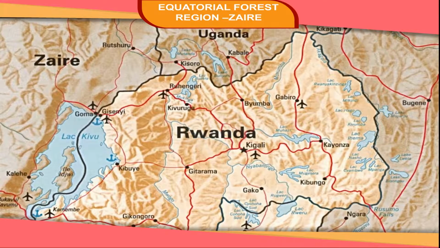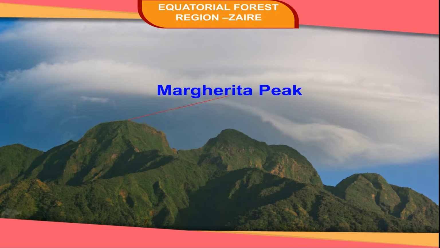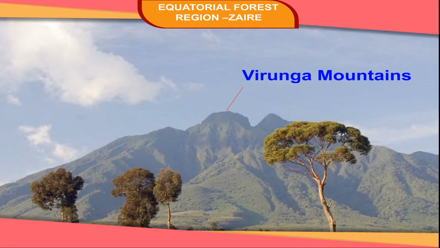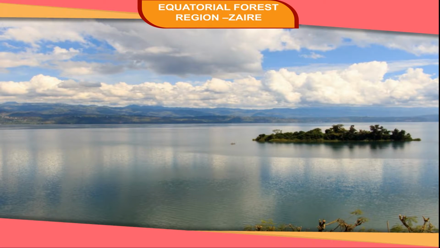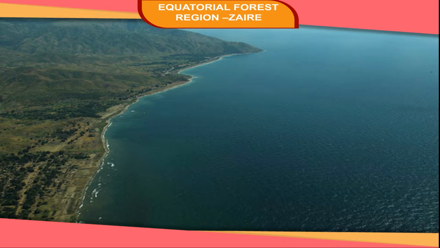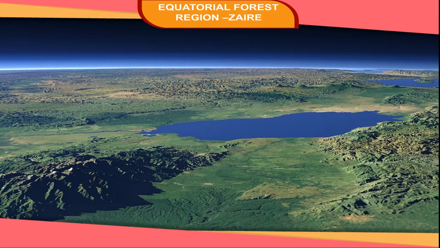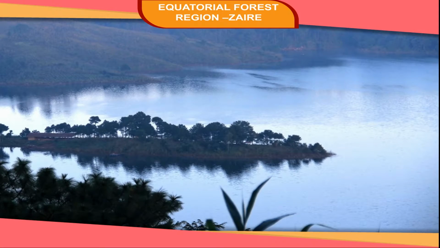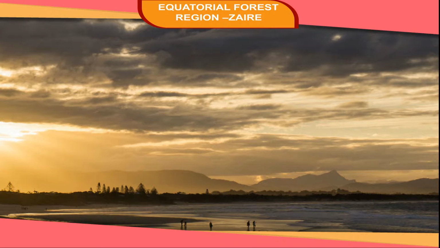The Rwenzori Range lies on the Ugandan border, and it has Zaire's highest peak, the Margarita Peak. The Virunga Mountains are near Rwanda. After the Nile River, the Congo is the longest river in Africa. The famous lakes of this country are Lake Albert, Lake Edward, Lake Kivu, and Lake Tanganyika.